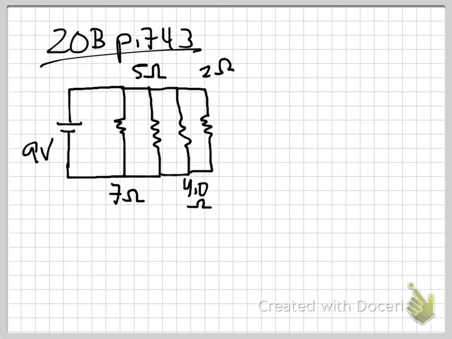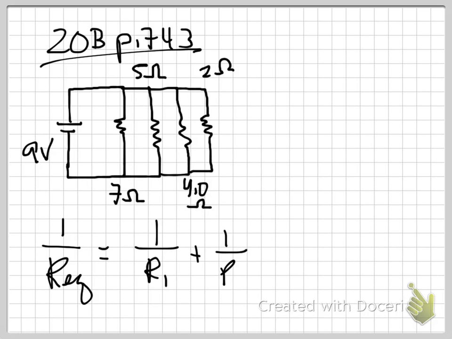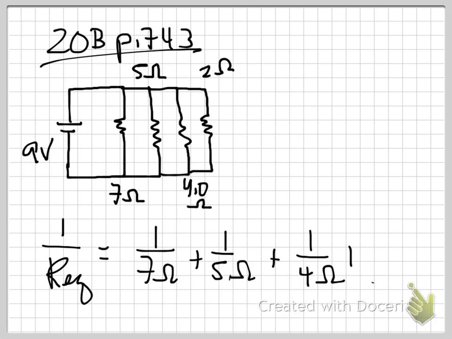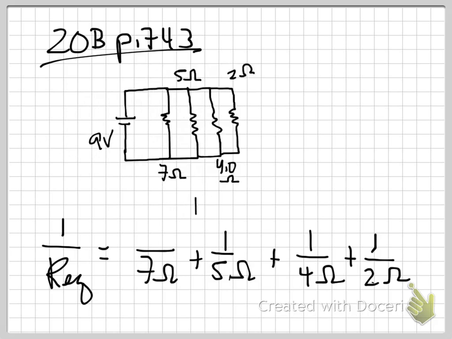So, to get the equivalent resistance, 1 over R equivalent is equal to 1 over R1 plus 1 over R2, etc. So I'm just going to go ahead and swap in our actual values. So 1 over 7 ohms plus 1 over 5 ohms plus 1 over 4 ohms plus 1 over 2 ohms. And I do love saying ohms. I like saying numbers.